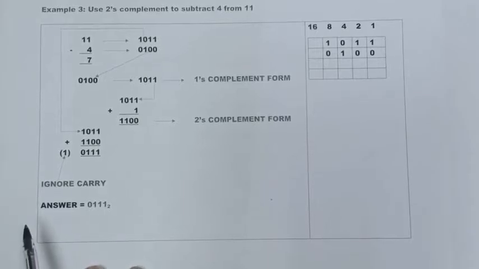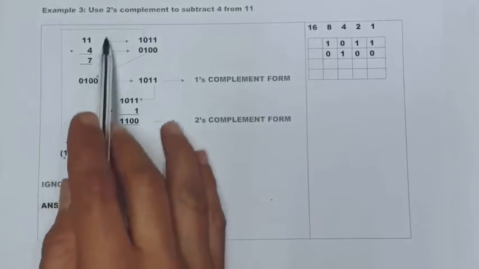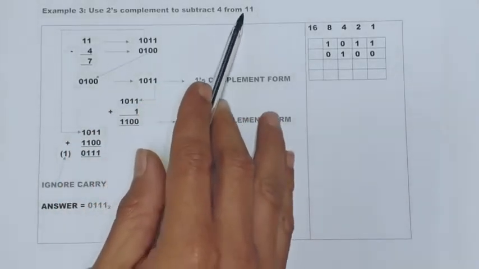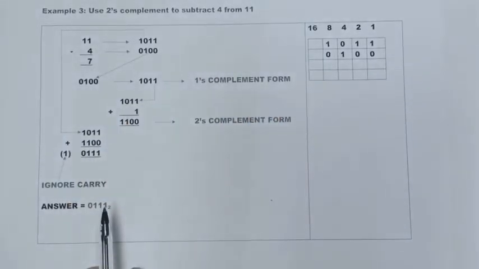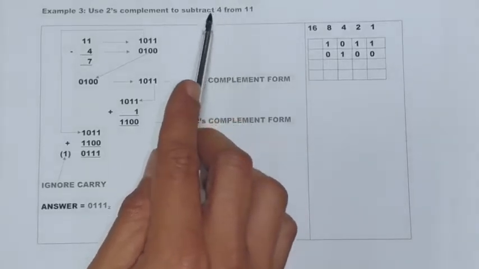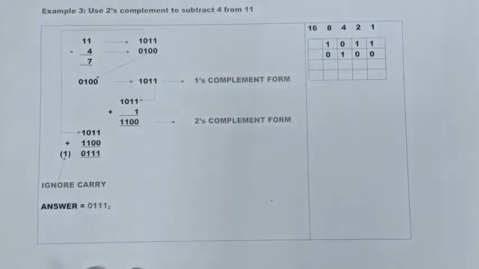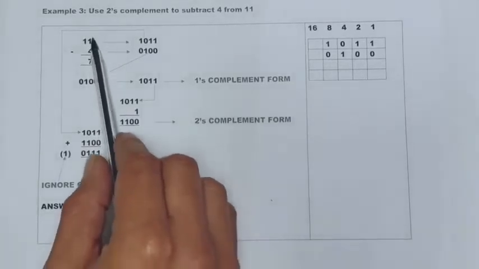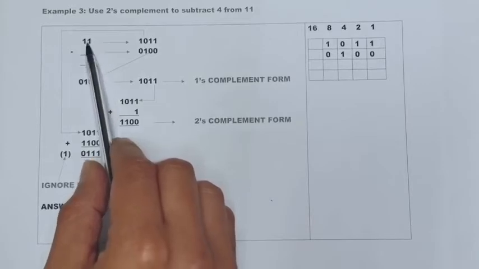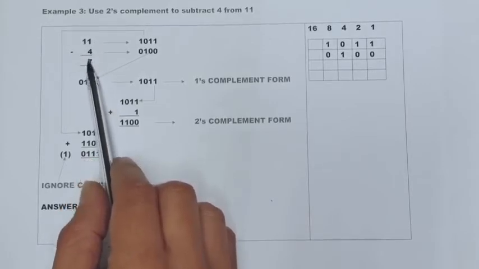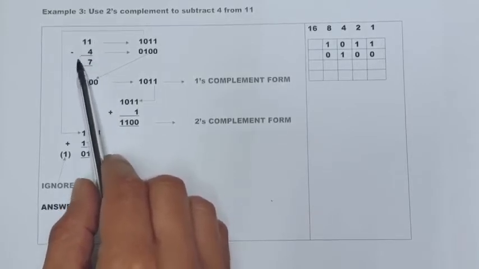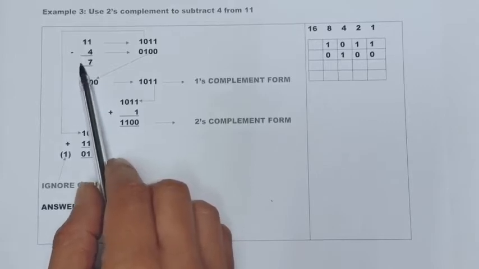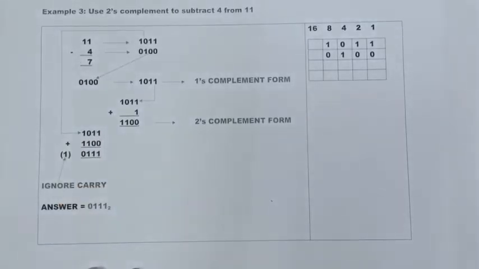Now let's have a look at this example. In the example, they say use 2's complement to subtract 4 from 11. If you have watched the first video on 1's complement, you can see I'm using the same values as I've used in the 1's complement calculations. The first thing that you do again is write down the decimal values which we have, which is 11 minus 4, and we get the answer. What is the decimal answer in the normal decimal subtraction?